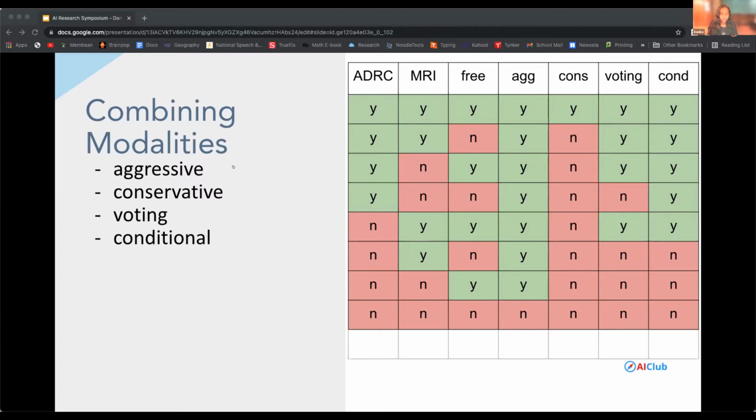And conditional, meaning that the ADRC overrides the decision, but the only case is if the ADRC predicts no Alzheimer's, but both FreeSurfer and MRI predict yes Alzheimer's, then that is the only case where MRI and FreeSurfer would override ADRC, and the final prediction would be yes.